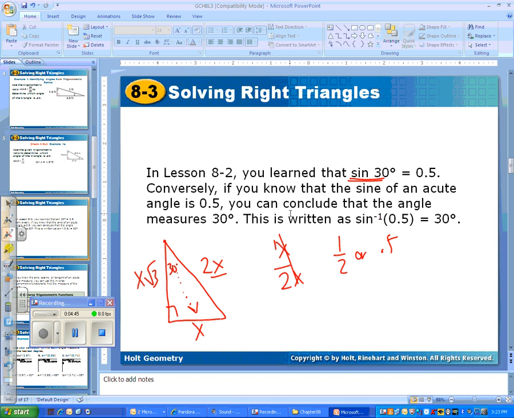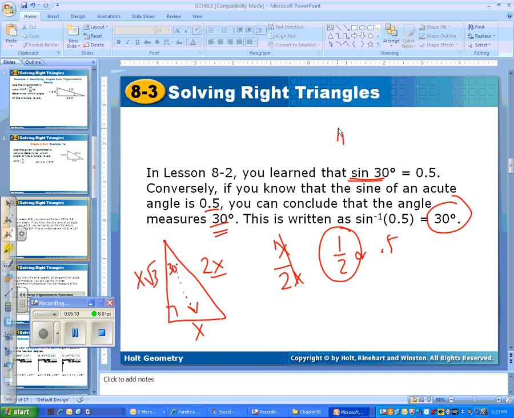So if I tell you that we get 0.5 for a sine, that means the angle has to be 30 degrees. You can't get 0.5 anywhere else. So if you know that the sine of an acute angle is 0.5, you know that the angle has to be 30 degrees. So we're going to use the reverse of what we've been doing to find angle measures today.